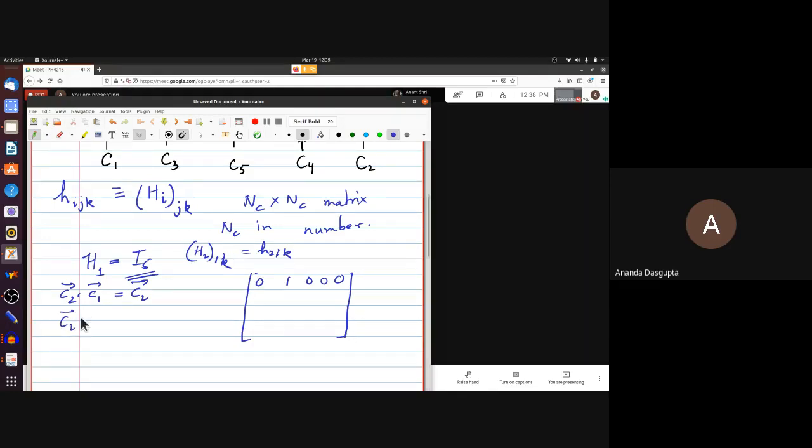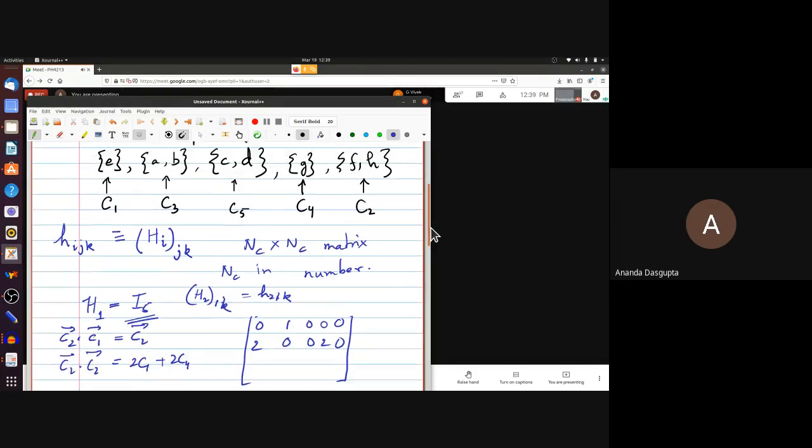C2 dot C2 we just calculated a while ago. And C2 dot C2 came out to be? So can anybody tell me what this is going to be? 2, 0, 0, 2, 0. Right, 1, 2, 3, 4: the fourth index is 2 and then you have 0. Fine. Now C2 dot C3.